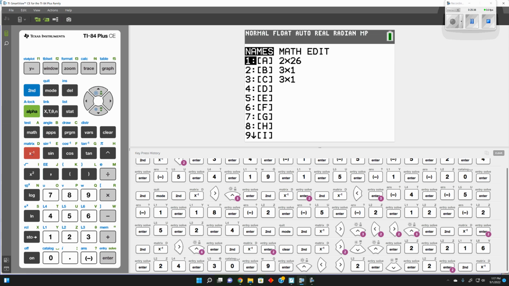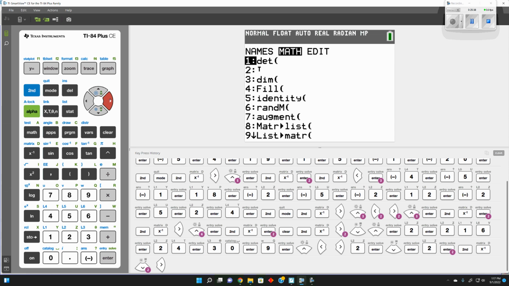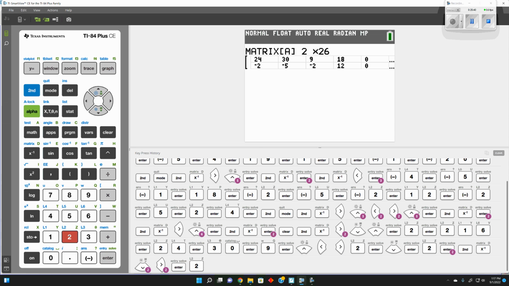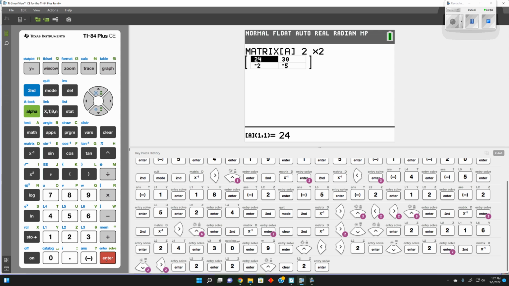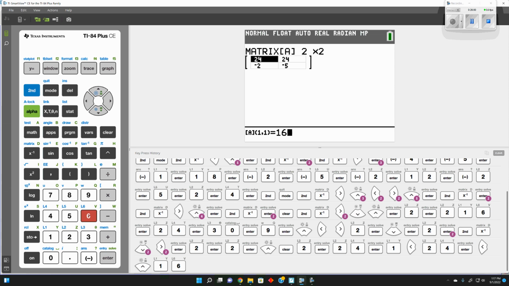Quit. Okay, second matrix. Edit, 2 by clear 2. There we go. 24. Okay, that makes more sense. 24, 16, 24, 39. Okay, we have this typed in, yes?